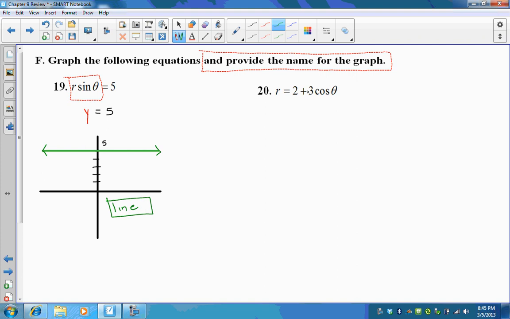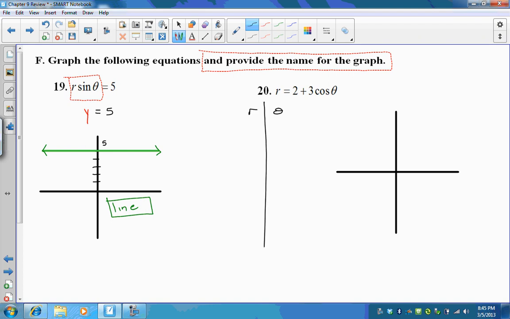Alright, the next one, this one's a little bit tougher. Anytime there is addition in here, it's going to be either a cardioid or a limacon. If it's 2 plus a number times sine or cosine, or adding any two numbers times sine or cosine. The way I graph my cardioids or limacons is I make myself an r theta table, not XY. And this is where your unit circle is going to come in handy. So I have r and theta, and we will only plug in the nice cute numbers for theta, like 0 degrees and 90 degrees. I am sticking with the degrees.